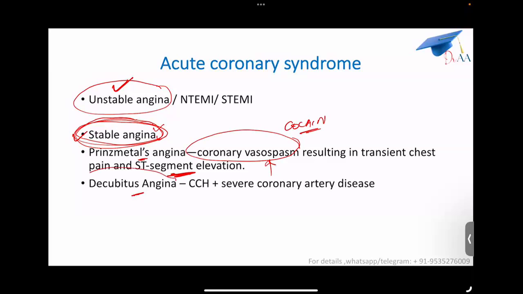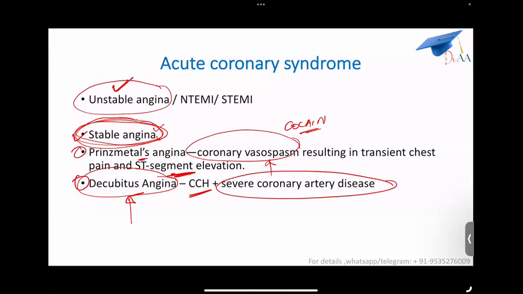What is decubitus angina? Decubitus angina is usually seen in patients who have severe cardiac failure. They are in congestive cardiac failure because of severe coronary artery disease. So now and then they keep getting this pain, which is known as decubitus angina. These are two separate kinds of angina which don't fit into stable or unstable angina. Okay, so you need to be aware of the difference between unstable angina, NSTEMI, and STEMI.